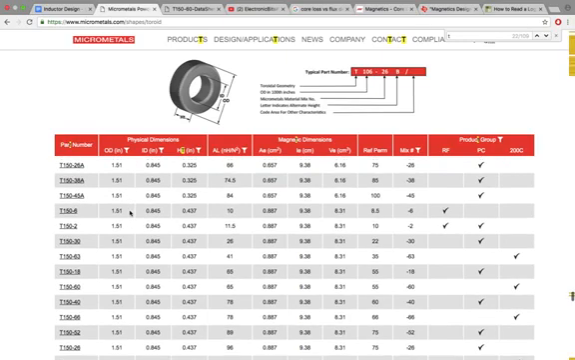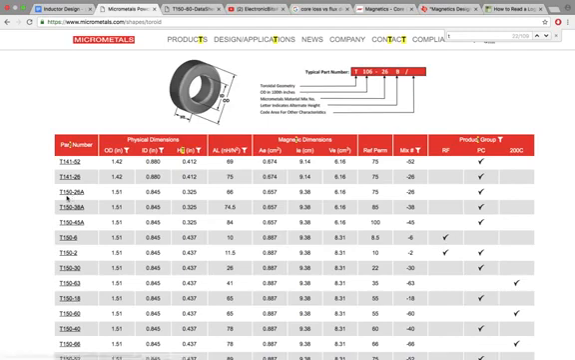One interesting thing you will see is that there are a lot of T150 cores, and the dimensions are exactly the same. All the dimensions are the same. So what is the difference? The difference is in the AL value. Depending on the material, their AL values are different. So if you are designing something and you need some AL value, you can choose accordingly. This is an advantage over other magnetic cores also.